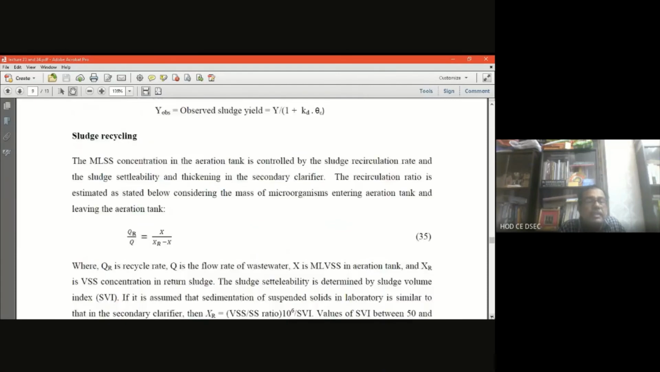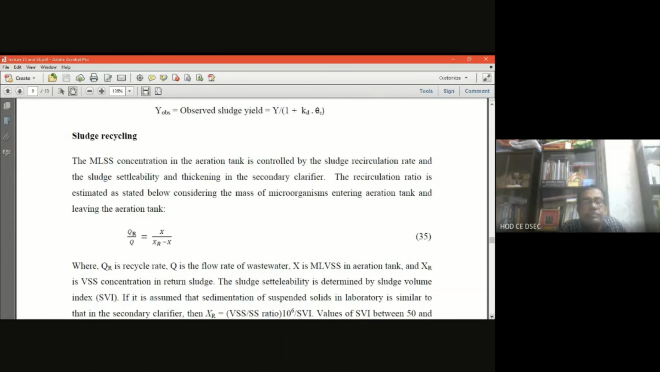Next, I will describe the sludge recycling. What is the sludge recycling? The MLSS concentration in the aeration tank is controlled by the sludge recirculation rate and the sludge settleability and thickening in the secondary clarifier. The recirculation ratio QR by Q is X by (XR minus X), where QR is the recycle rate and Q is the flow rate of wastewater, X is the MLVSS in the aeration tank, and XR is the suspended solids concentration in the return sludge.